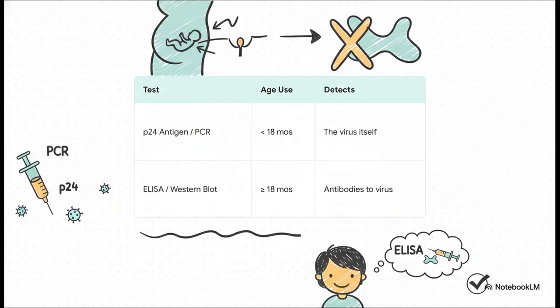Okay, listen up, because this is a huge, high-yield topic for your exams. You have to know why we use different tests for babies versus older kids. See, a baby under 18 months old still has its parents' antibodies floating around. So if we use a standard antibody test like an ELISA, you're almost guaranteed to get a false positive. That's why for infants, we have to use tests like PCR that look for the virus itself. Then, after 18 months, those maternal antibodies are gone, and we can switch to the reliable antibody tests.